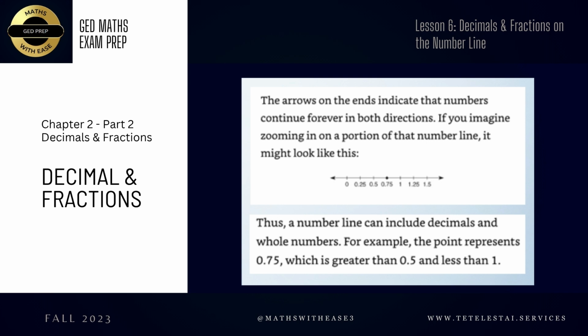And on and on. So a number line can include decimals and whole numbers, as we've talked about. For example, the point that represents 0.75, which is greater than 0.5 and also less than 1, is right here, this darkened point right here, okay?